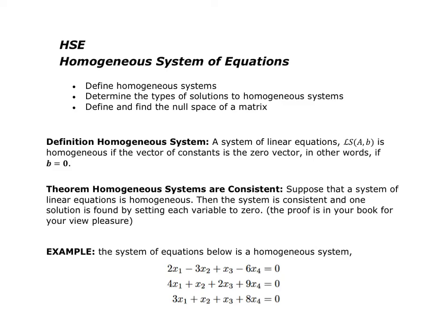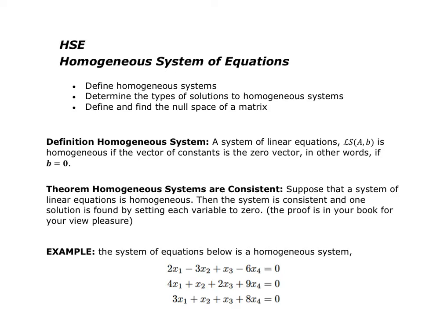In this video, we're going to define what a homogeneous system of equations is, determine the types of solutions you get with homogeneous equations, and then define and find the null space of a matrix. Now, just as a friendly reminder, we are currently working with systems of equations, but we're really starting to lay the foundations to work with matrices and with vectors, where a matrix is not necessarily a system of equations, it's just an array of numbers or equations themselves.